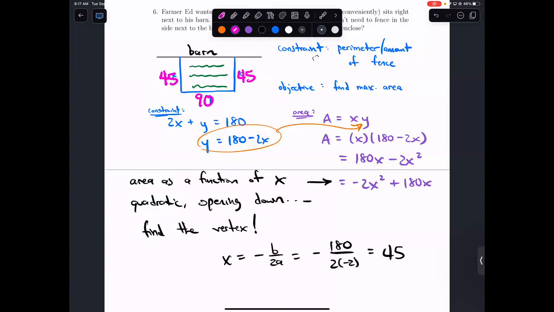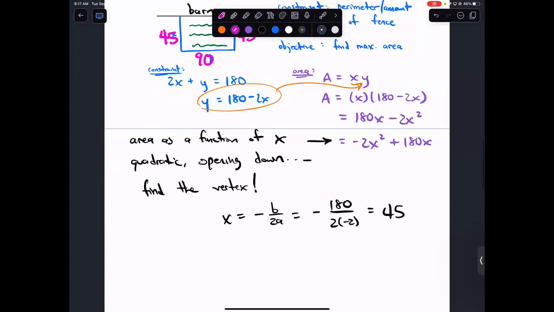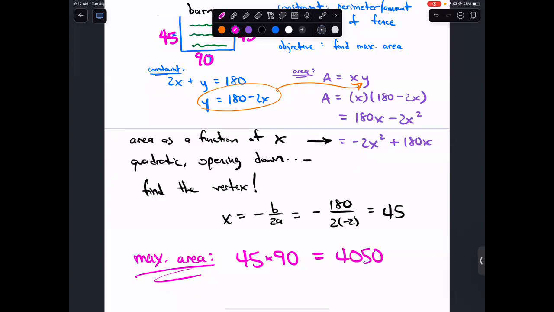The dimensions then that give the maximum area are 45 by 90. And the maximum area itself would be 45 times 90. Shoot, I just did this an hour ago. 4,050. Right? Oh, yeah. Yeah, 4,050. I can multiply. 4,050 square feet. That would be the maximum area.